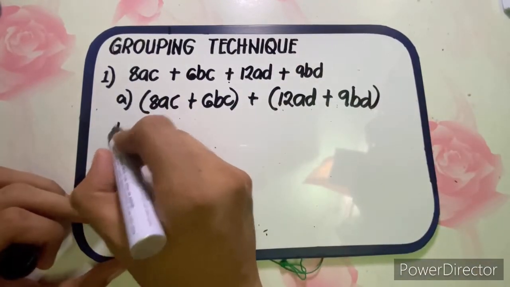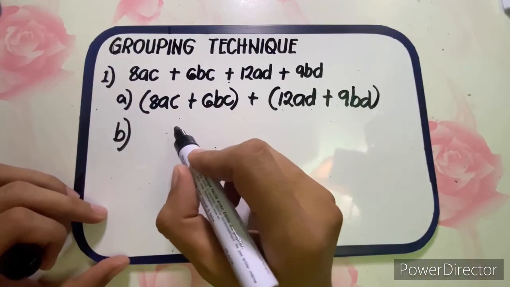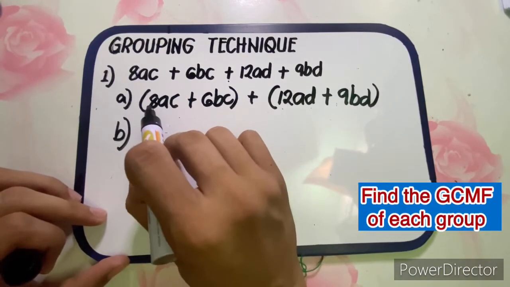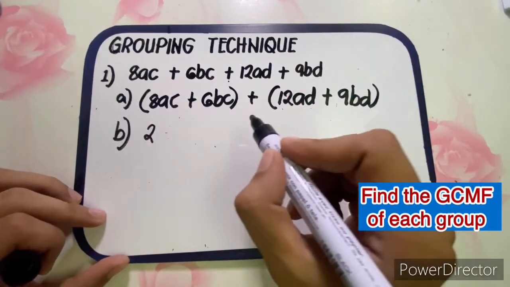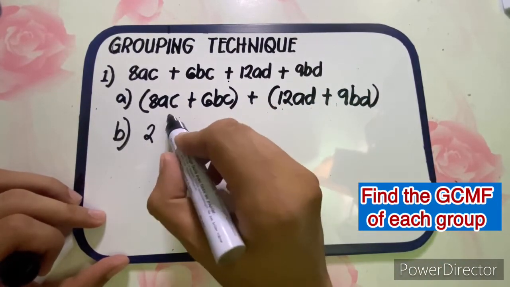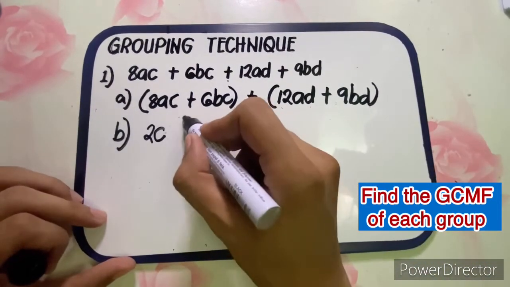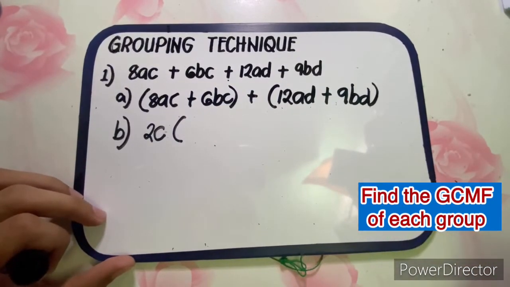For the second step, we will use our previous knowledge about factoring the common monomial factor. Here 8 and 6, their GCF is 2, right? Then the variables AC plus BC, C is the common variable. So let's find the remaining factor or the quotient. How will we do that?